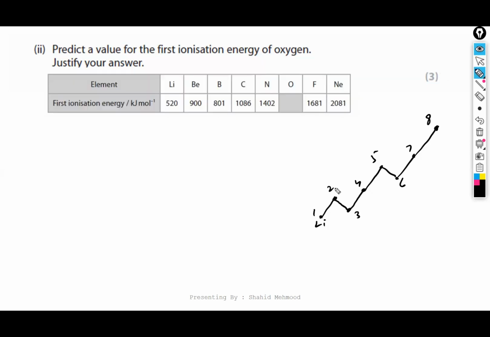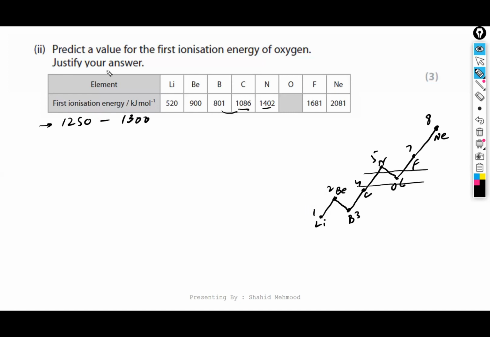The elements which are given here are lithium, then beryllium, then boron, then carbon, then nitrogen, then oxygen, then fluorine, and then neon. Now, you can see here that the oxygen value is higher than carbon, but lower than nitrogen. So to predict its value, it should be higher than carbon, but lower than nitrogen. If you look here, the 200 range is already here. So if it is 1000, it could be 1250 to 1300 kilojoule per mole.